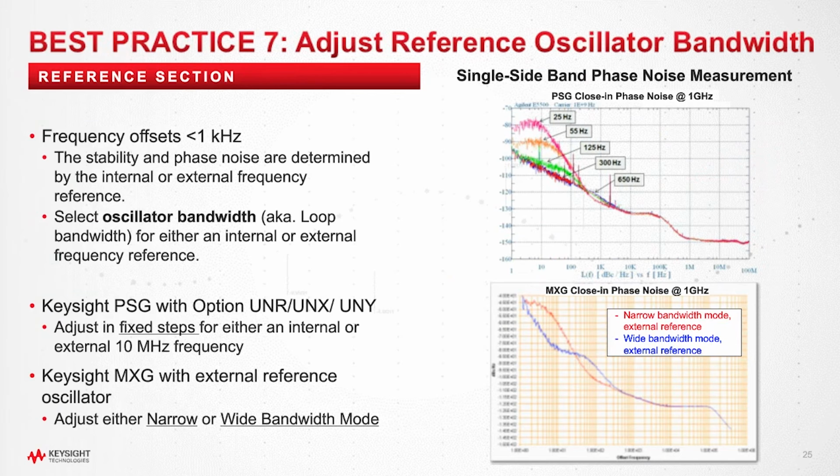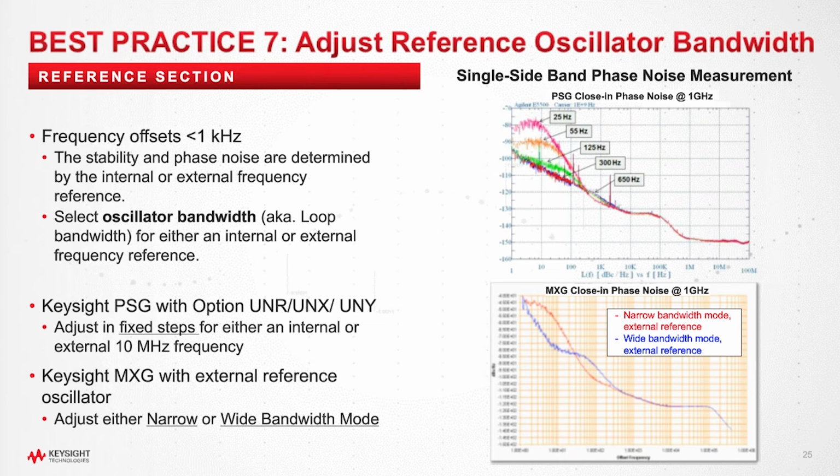Best practice number 7, adjust the reference oscillator bandwidth. At a frequency offset below approximately 1 kHz, the stability and phase noise are determined by the internal or external frequency reference. It's straightforward to have a stable and extremely low phase noise reference oscillator that improves the carrier phase noise in the offset frequency range below 1 kHz. The Keysight VSG signal generator provides an option to improve close-in phase noise.